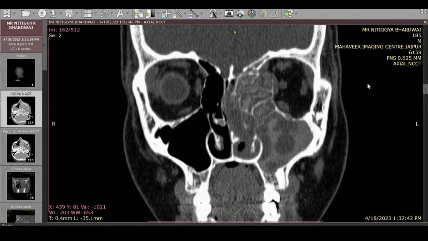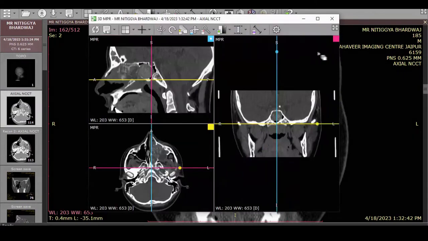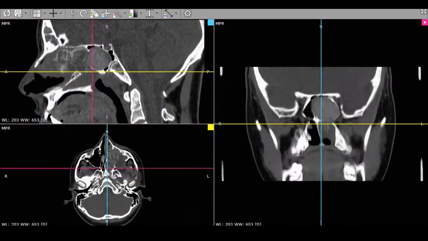Sir, audience want to see the axial and sagittal cuts of the same patient. Yes. Okay. Just a moment. I forgot to reconstruct. See this reconstruction?